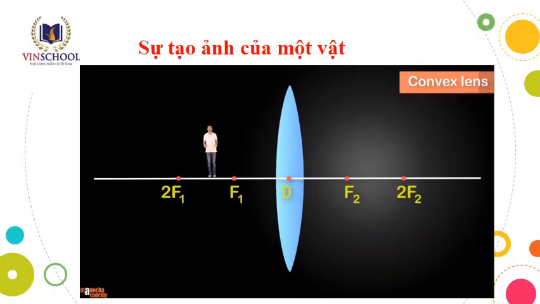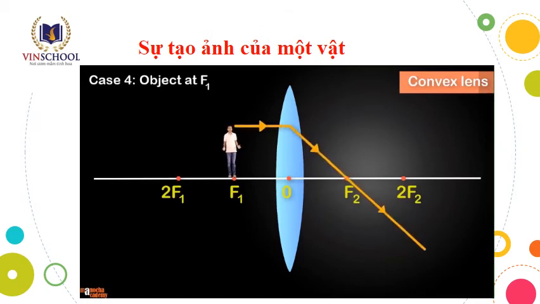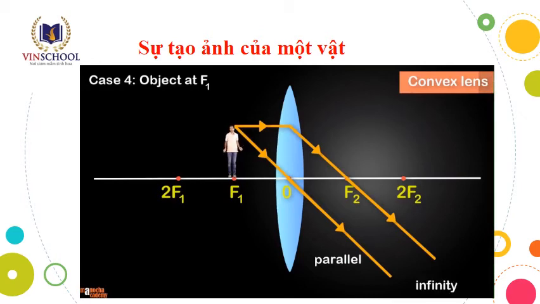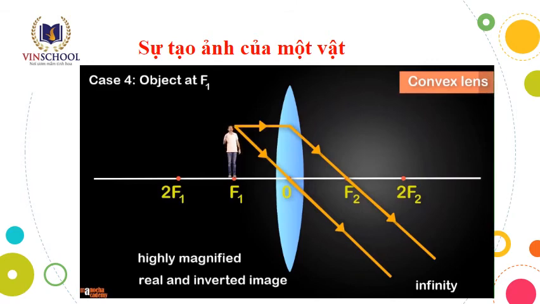Next, I'll move ahead and stand at the focus of the convex lens. Again, we need to apply 2 out of the 3 rules. This is an interesting case because as you can see, the refracted rays are parallel. The refracted rays never meet. So where is our image formed? The image is far away, formed at infinity. The image is real and inverted, and it's highly magnified.